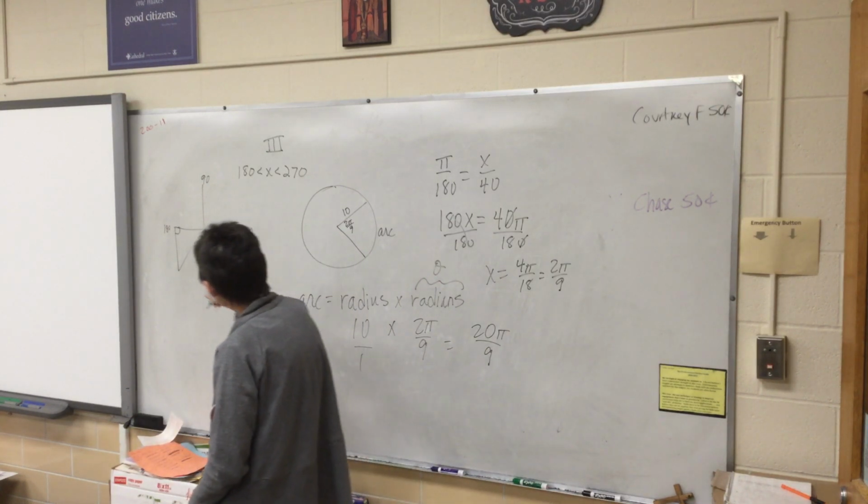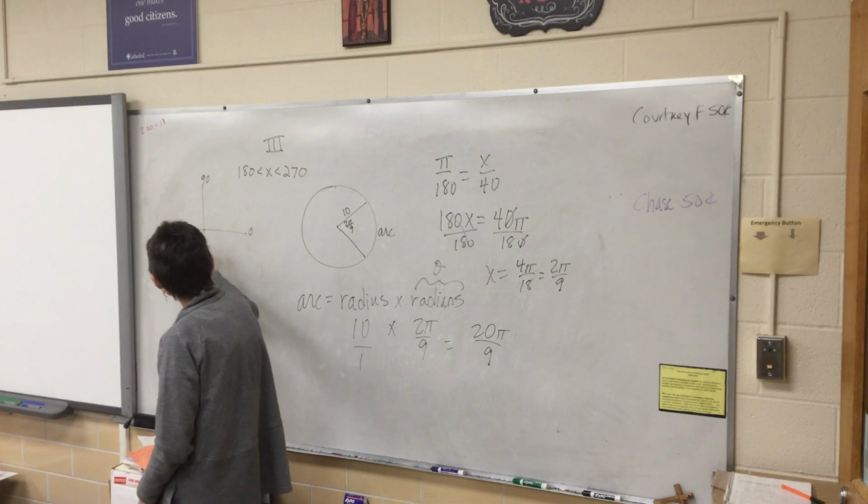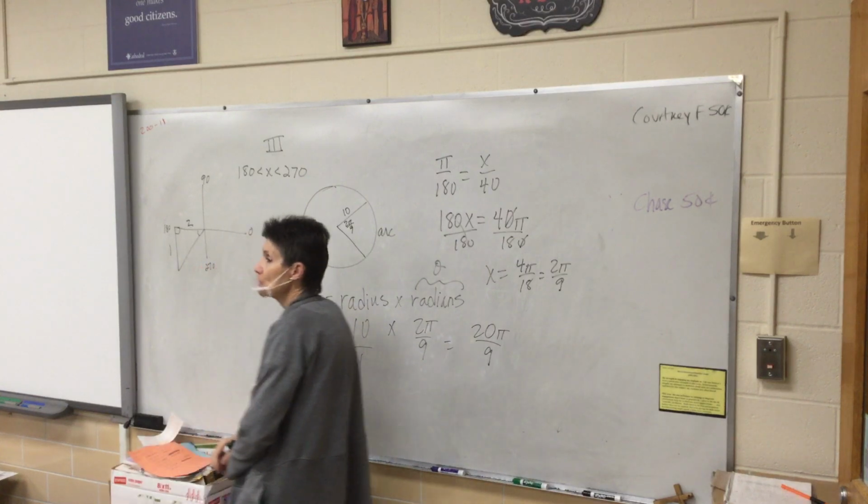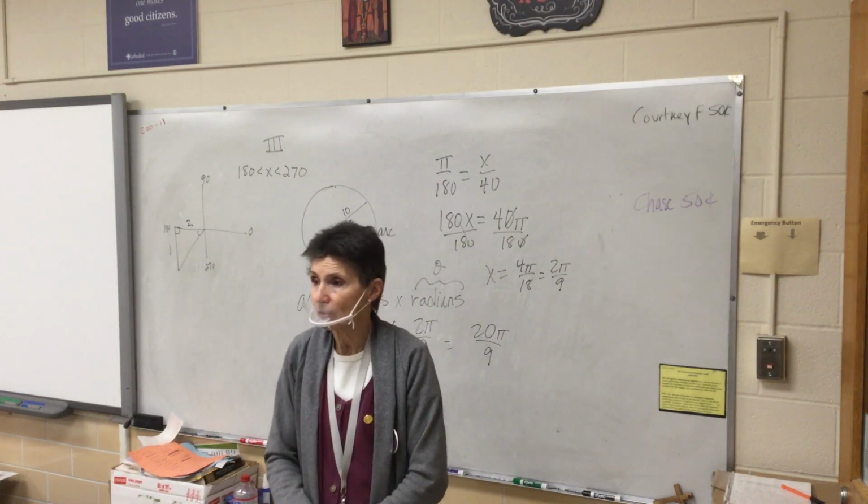Now, what do I know about this picture? I know the tangent is 1/2. TOA, opposite over adjacent.